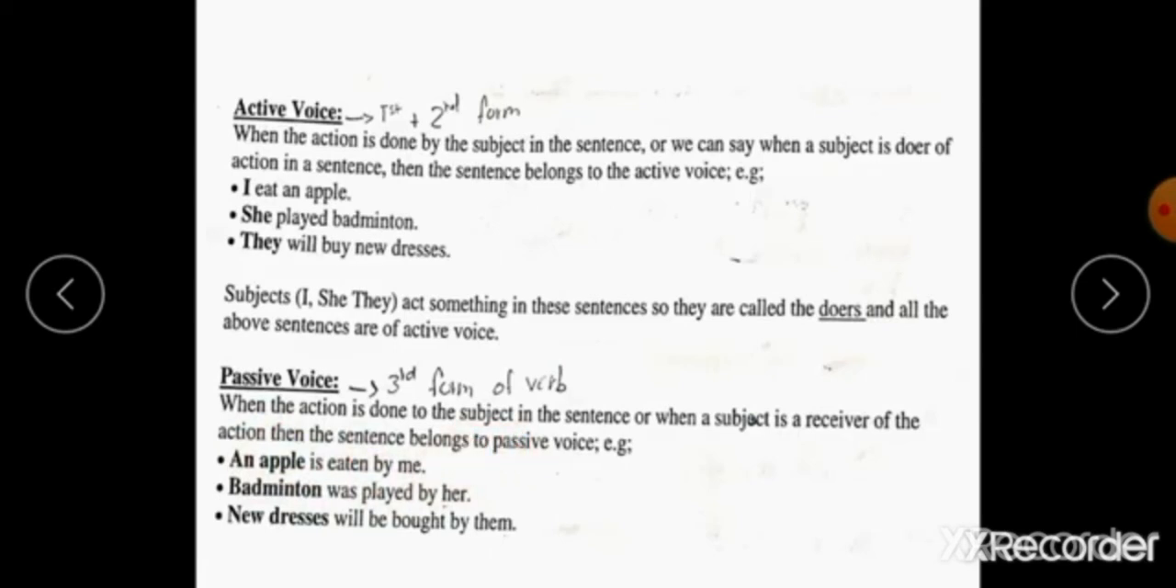So students, one thing to be noted, that we will use third form of verb in passive voice, and after writing third form of verb we will write by before the subject. So I will repeat the structure: subject, verb, object, and here in the passive voice, object, verb and subject. Things to be noted, that we will use third form of verb and preposition by in passive voice.